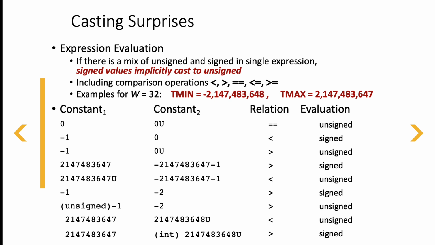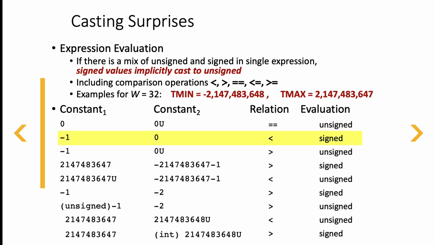So if we compare a signed 0 to an unsigned 0 and see if those are equivalent, well, they are equal, but they're both going to be evaluated as unsigned, and that's not surprising. That's the start of our range where signed and unsigned become equivalent to each other. So that's not surprising as far as the result goes. They're going to evaluate to being equal to each other, but the evaluation is going to be done as unsigned. So constant 1 is going to get implicitly cast to unsigned.